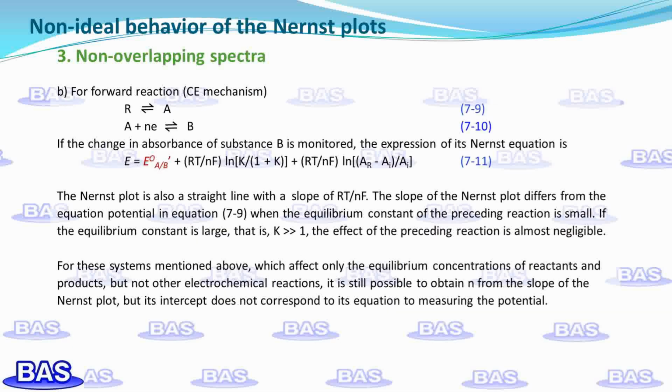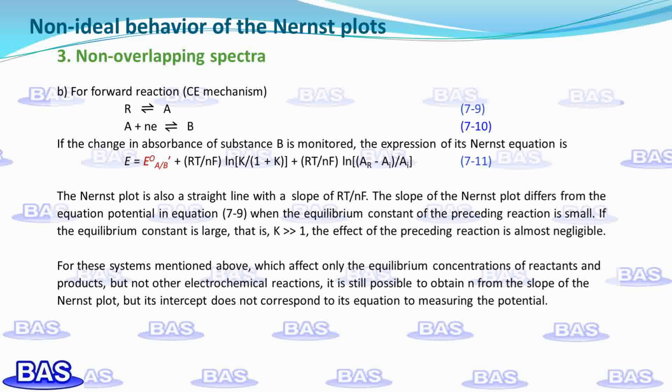B. For forward reaction, CE mechanism. When an electron transfer is only possible following some chemical step, it is referred to as a CE mechanism. If the change in absorbance of substance B is monitored, the expression of its Nernst equation is. The slope of the Nernst plot is different from the equation potential of equation 7.9 when the equilibrium constant of the preceding reaction is small.